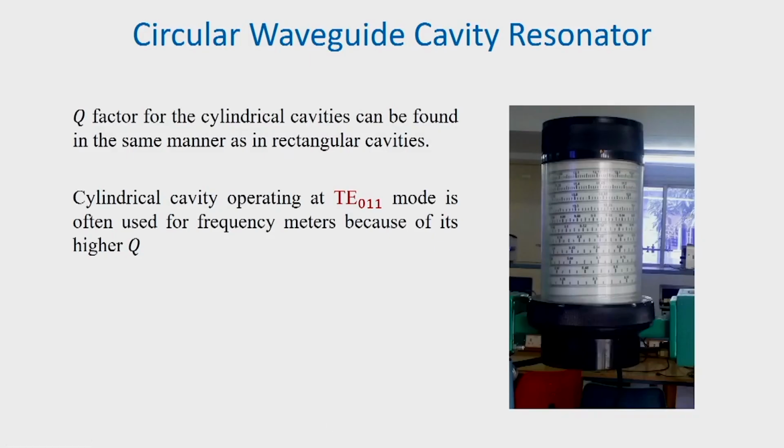Cylindrical cavity operating at TE011 mode is often used in frequency meters because of its higher values of Q. This type of frequency meters are used as direct reading type microwave frequency meters.